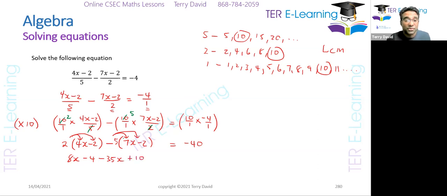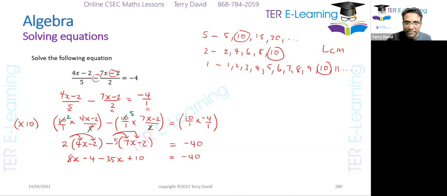Now, this is where students will tend to make a mistake. CXC will give you a question where you have a minus sign here and you have a minus here, to mess you up in the exam. So be careful with questions like this. And this is equal to minus 40.